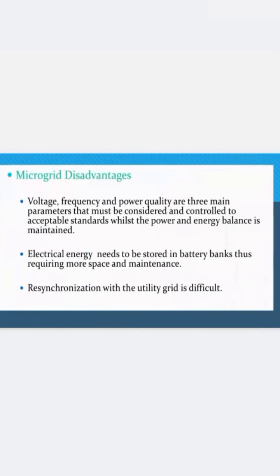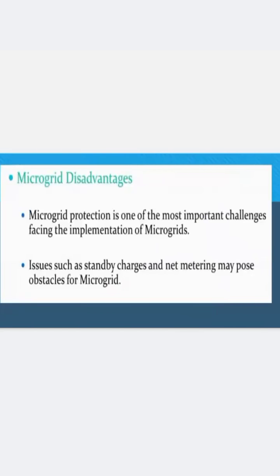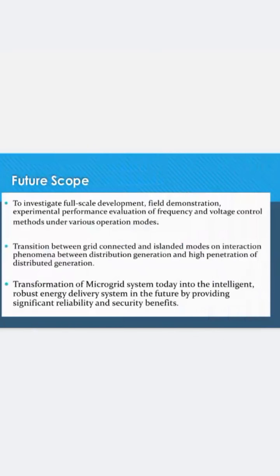Now, the disadvantages of microgrid. Resynchronization with the utility grid is very difficult. Electrical energy needs to be stored in battery banks, thus requiring more space and maintenance. Voltage, frequency, and power quality are three main parameters that must be considered and controlled to acceptable standards, which helps the power and energy balance be maintained. Microgrid protection is one of the most important challenges faced in the implementation of microgrids.